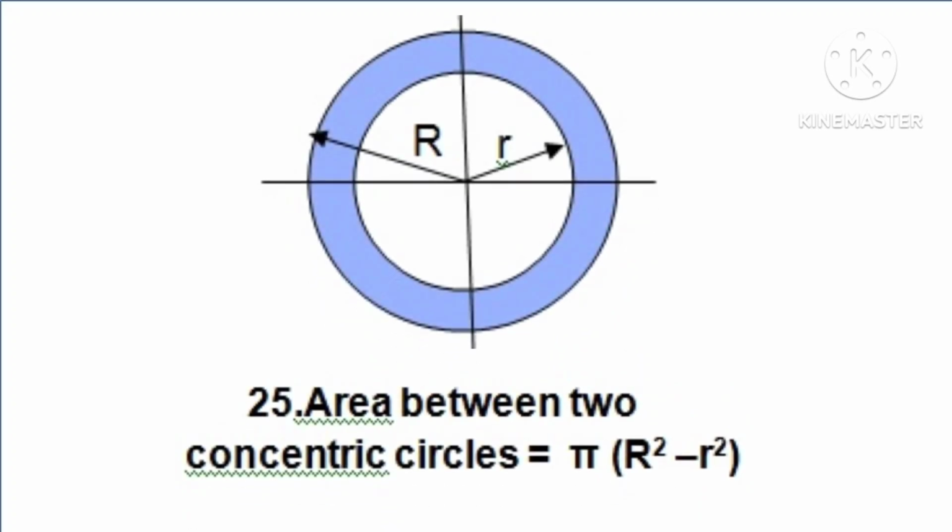25. Area between two concentric circles. It is equal to the area of the outer circle minus the area of the inner circle. Therefore, the area is equal to pi into the difference in the square of the outer radius R and the square of the inner radius r, as shown in the figure.